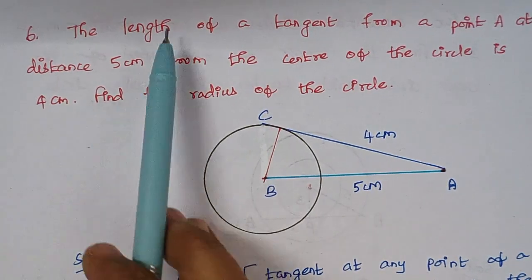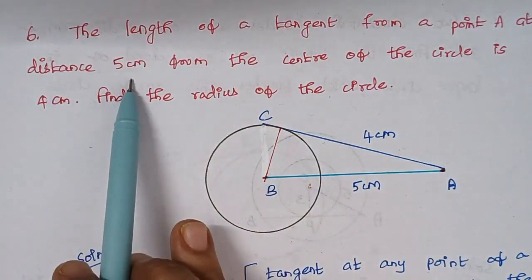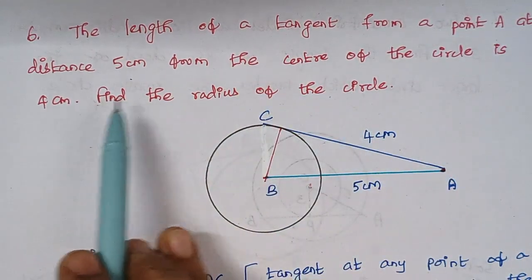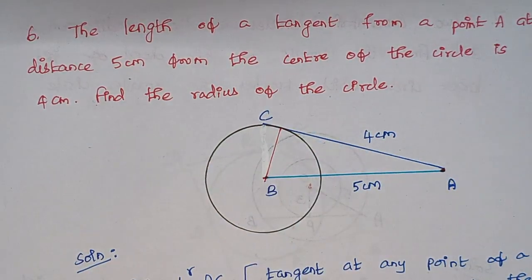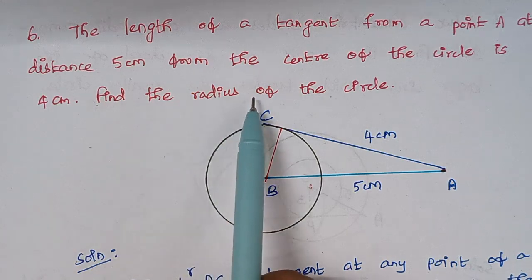Problem number 6. The length of a tangent from a point A at a distance 5 cm from the center of the circle is 4 cm. So find the radius of the circle. So again here we are having a circle, we are having a tangent. Right. So be clear.